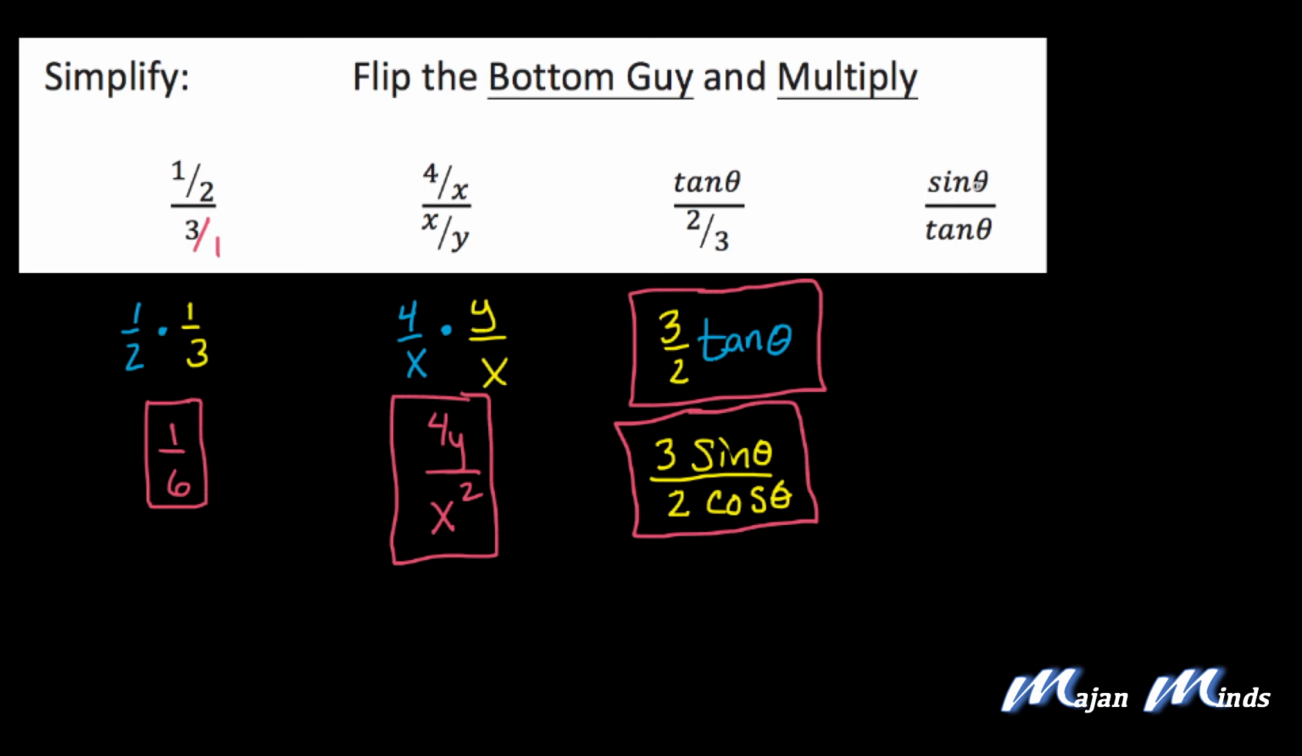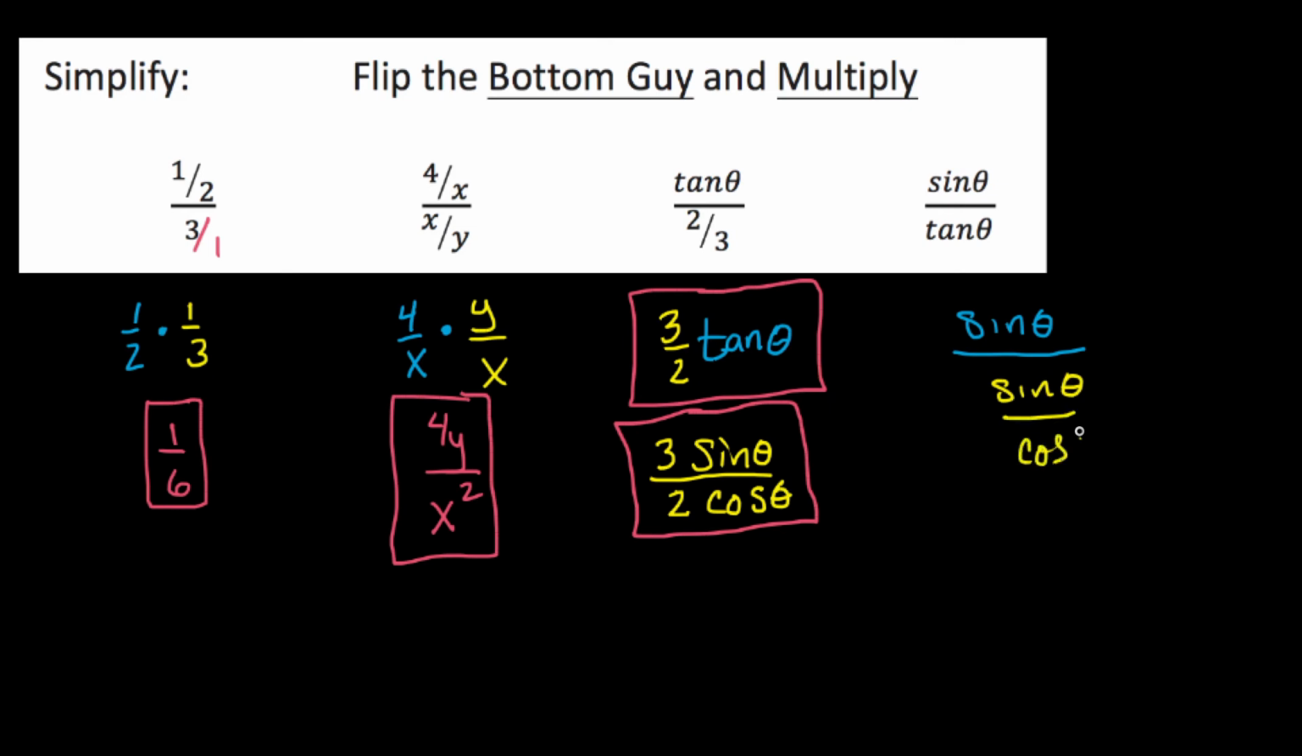Well, here, this doesn't look like a 3 or 4 layered fraction, but if you recognize what you're dealing with, you actually have sine theta over tan, which we just talked about is the same as sine over cos. So down here in the bottom, we have sine theta over cos theta. And what does sine theta over cos theta turn into? Well, let's do what we've learned.